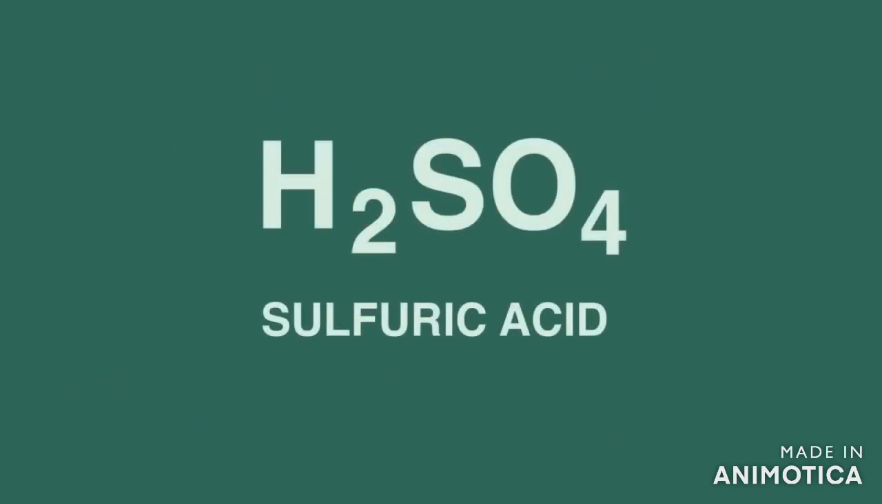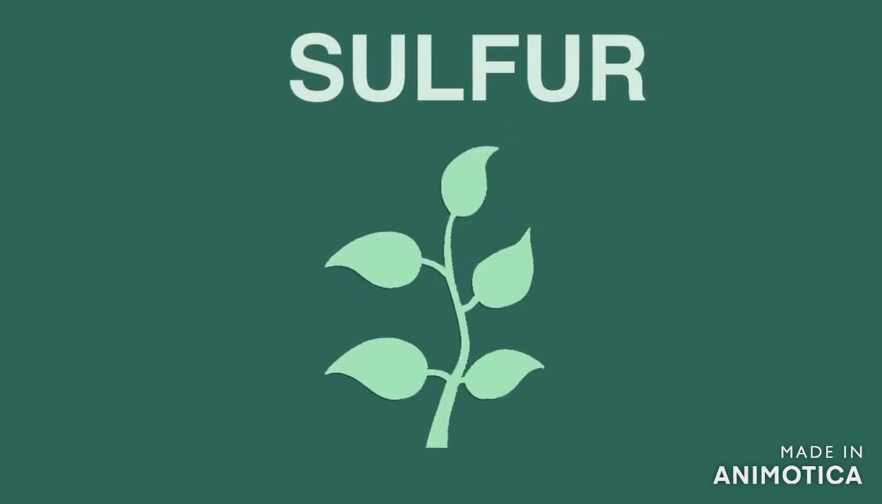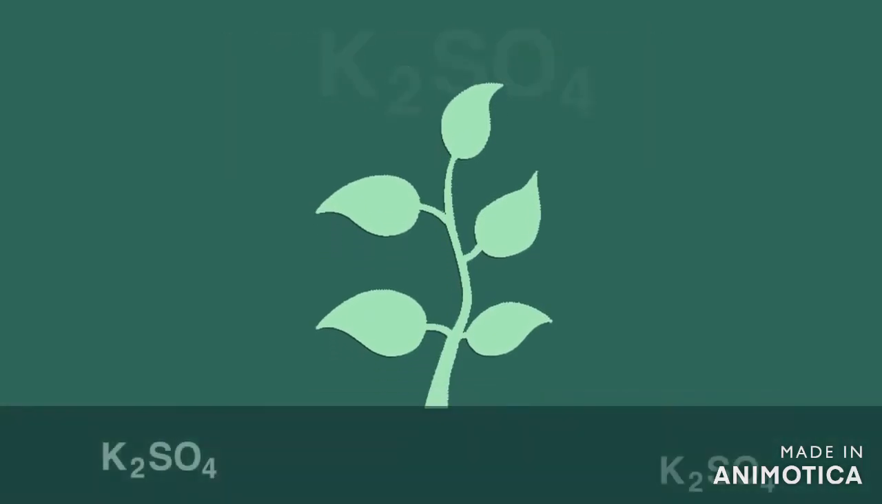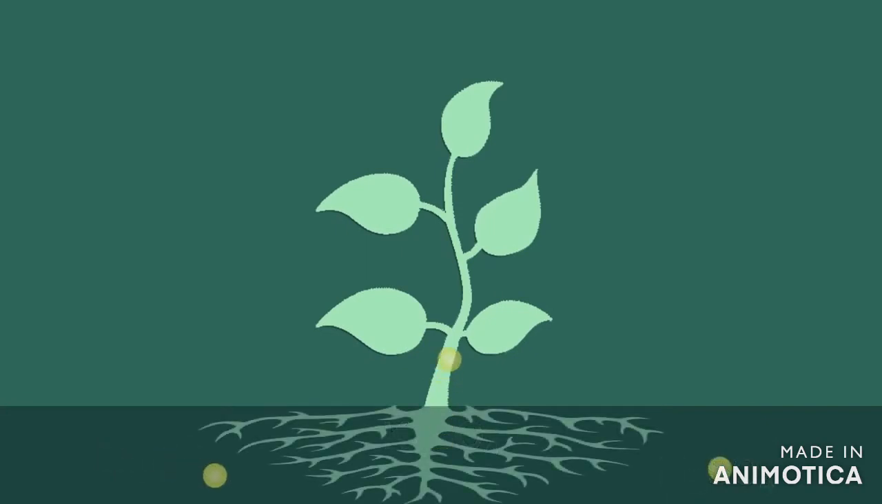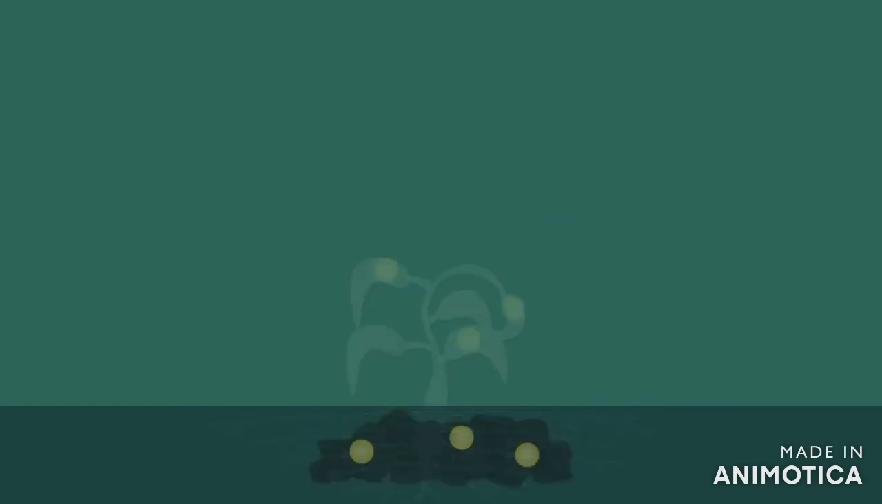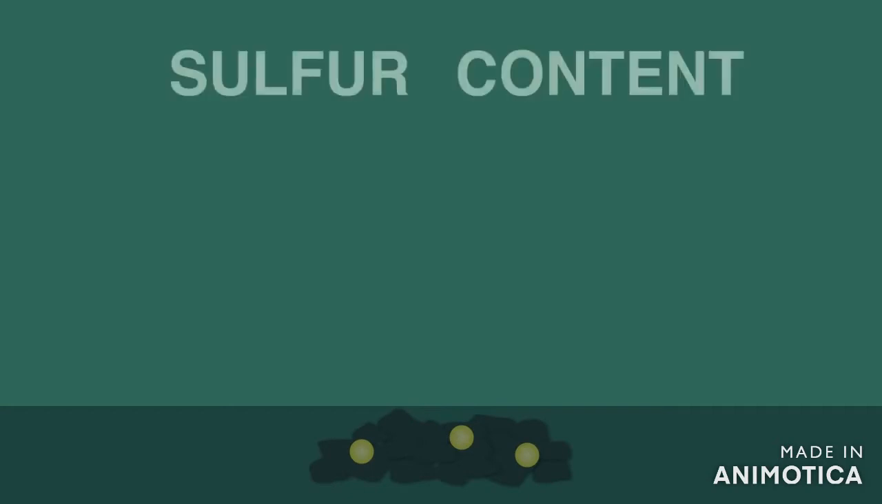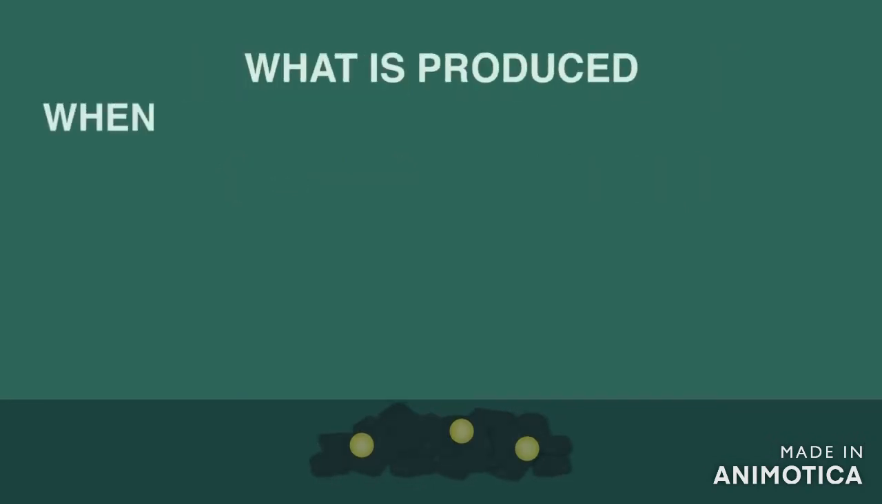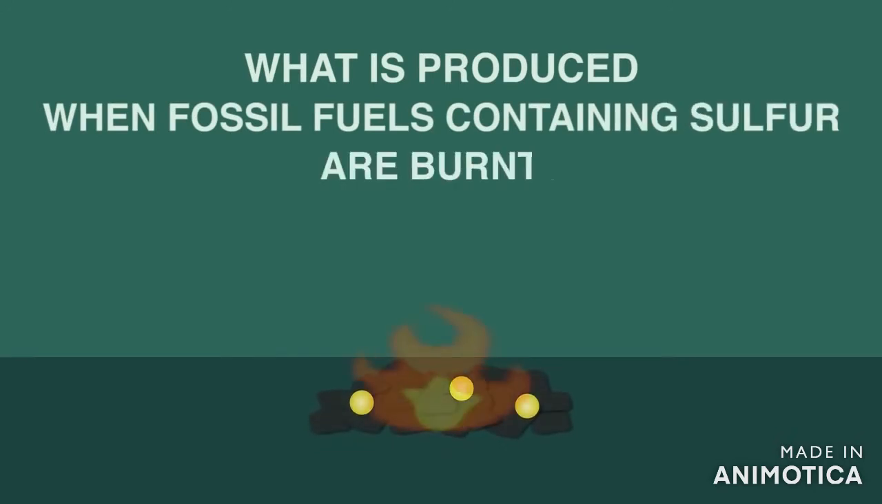We will consider sulfuric acid first. Plants need a little sulfur to grow. They obtain it from sulfates, for example, potassium sulfate, found naturally in the soil. The sulfates are taken up by the plant's roots and sulfur atoms become bonded to carbon atoms in the leaf proteins. When plants die and eventually form coal and oil over millions of years, these sulfur atoms remain bonded to the carbon atoms. The sulfur content of coal and oil is usually between 1% and 4% by weight. What do you think is produced when fossil fuels containing sulfur are burnt?